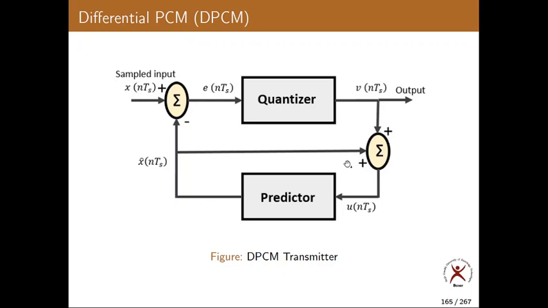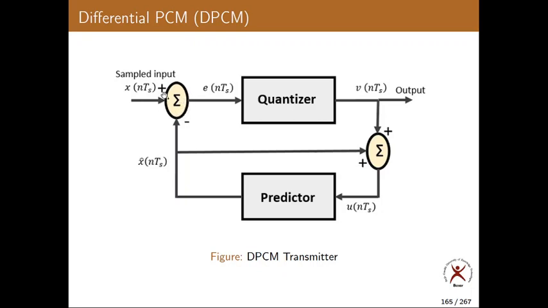It is different from the transmitter of PCM. There is a feedback loop, feedback path. It has some other components also, like a predictor. Now, let us find out what all these things are. Sampled input, X of nTs, is called the sampled input. Now there is a predictor. The input to the predictor is U of nTs. Output is X cap of nTs.